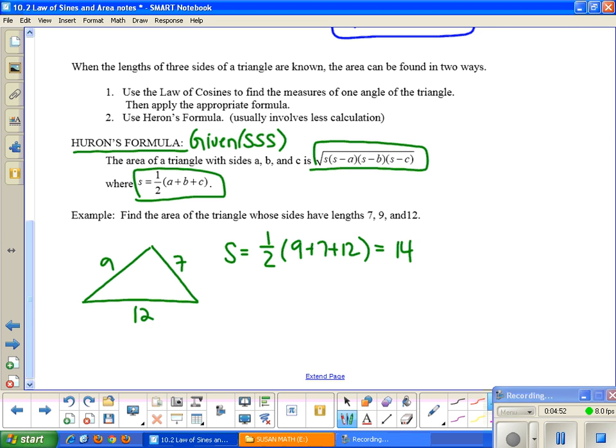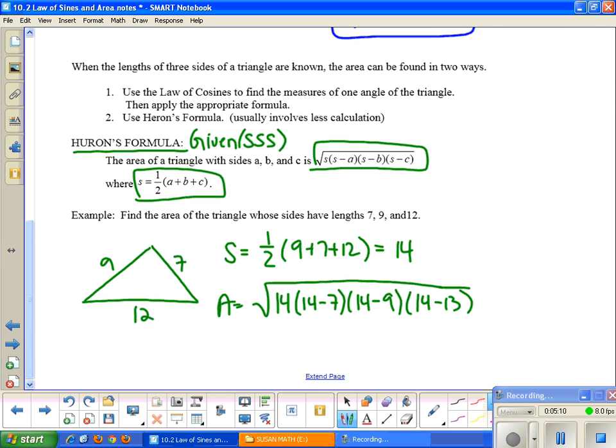which gives me 14. Then the area would be equal to the square root of 14 times 14 minus one of your lengths, times 14 minus another length, times 14 minus the third length. All you need to do is plug this into your calculator. This is equal to the square root of 980, which is about 31.3. Since we didn't give a unit, we'll just call this square units.